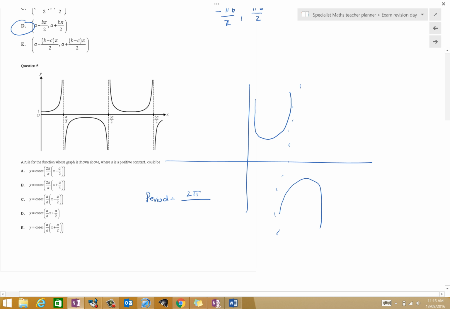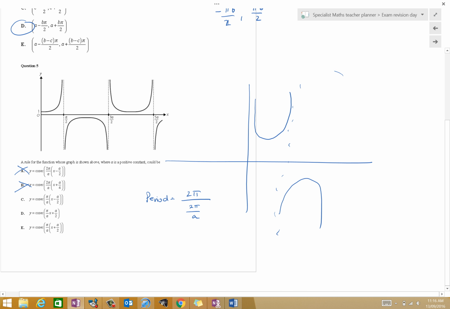And if I was to go 2 pi on a, that's going to give me a period of a. Is the period of this a? No, it's not. So the period of this is a means that a and b can instantly be ruled out. So if you have to guess, you've only got to guess between one of three options.